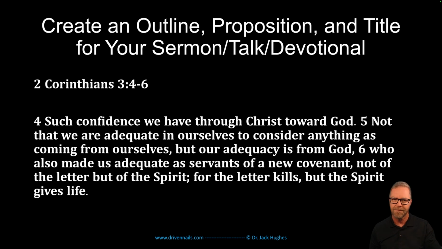Here's another one, okay? 2 Corinthians 3:4-6. Such confidence we have through Christ towards God.